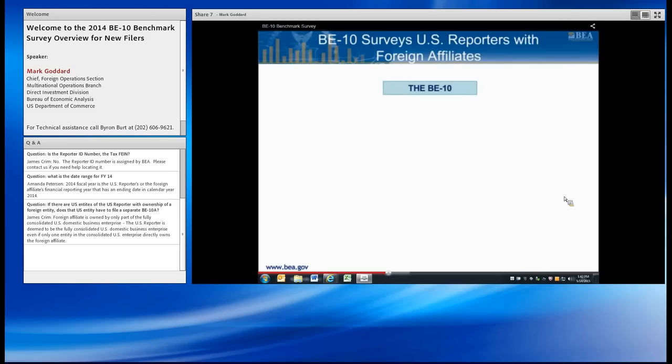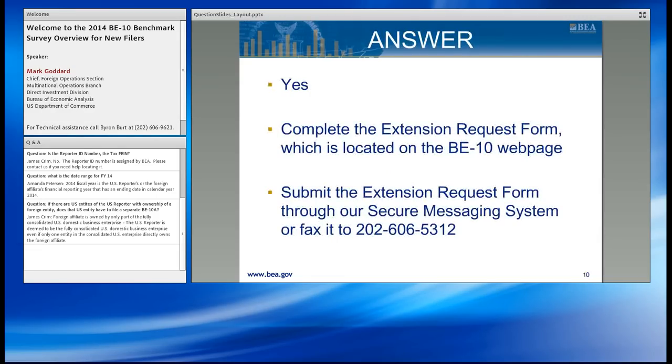Can a U.S. reporter request an extension for filing? Yes, you can request an extension by completing the extension request form, which is located on the BE10 webpage. You can send the extension request form through our secure message system if you have an eFile user account, or you can fax it to 202-606-5312. Before we go to the next question, I'd actually like to reference the BE10 extension request form within the BE10 respondent webpage.